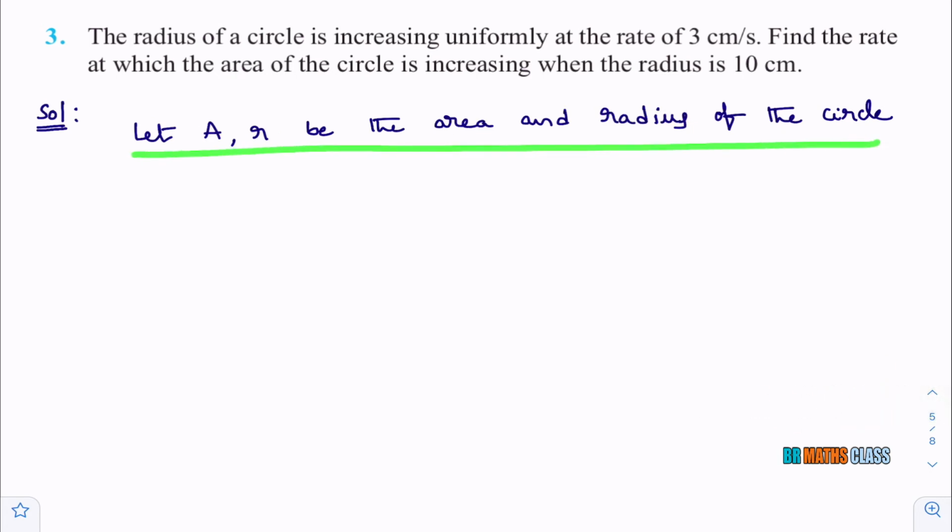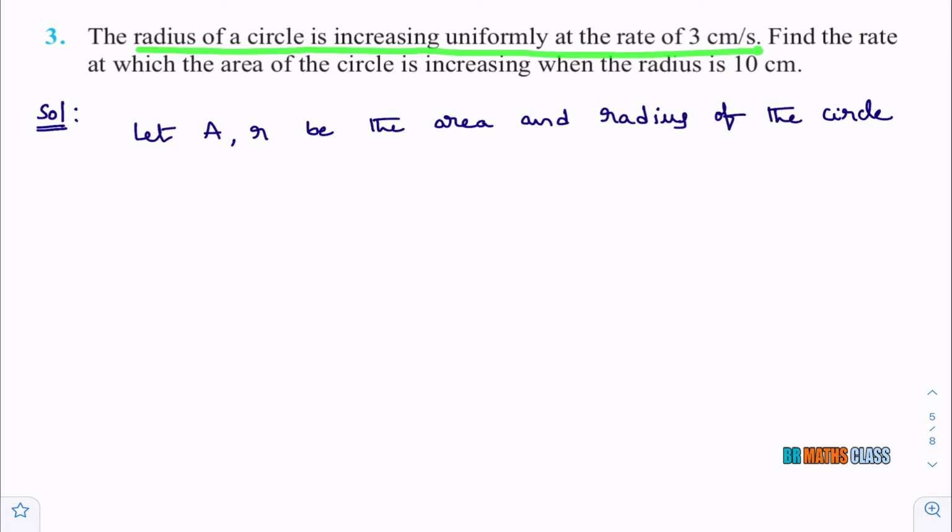Now I'll write the given information. What is given? The radius of the circle is increasing uniformly at the rate of 3 cm per second. It is very clear. That means they have given dr by dt. What is dr by dt? They have given that dr by dt is 3 cm per second.